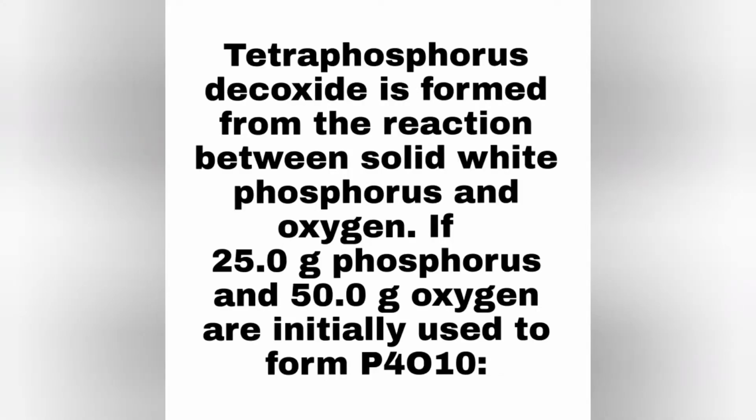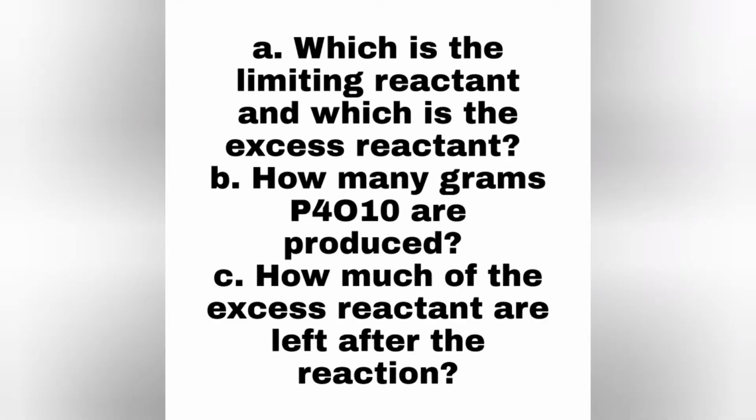Sample problem number 1. Tetraphosphorus decoxide P4O10 is formed from the reaction between solid white phosphorus and oxygen. If 25.0 grams of phosphorus P4 and 50.0 grams of oxygen are initially used to form P4O10, here are the following questions. A. Which is the limiting reactant and which is the excess reactant? B. How many grams of P4O10 are produced? C. How much of the excess reactant is left after the reaction?